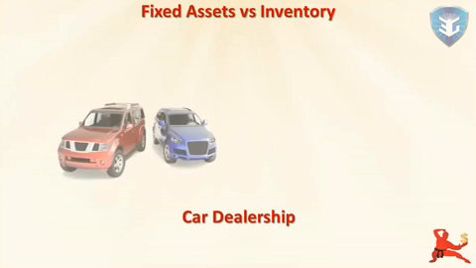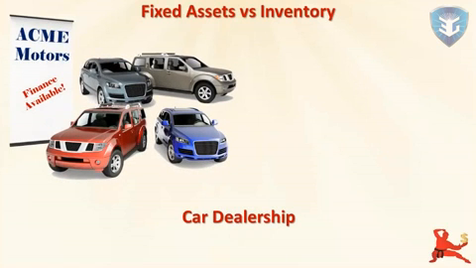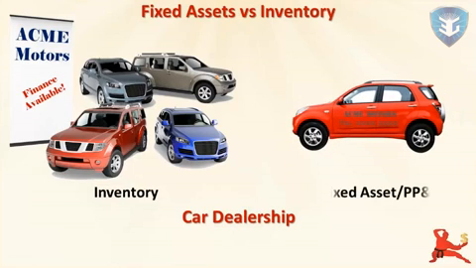Whether an item is a fixed asset or not depends on what it's used for in the business. For example, a car dealership buys and sells cars to generate income. These cars are bought by the business for the purpose of selling them as quickly as possible at a profit, so they are part of the business's stock or inventory. The dealership would also have its own cars for use by the business. These cars would be part of the business's fixed assets. It's the business purpose of the item that determines whether it's part of inventory or fixed assets.